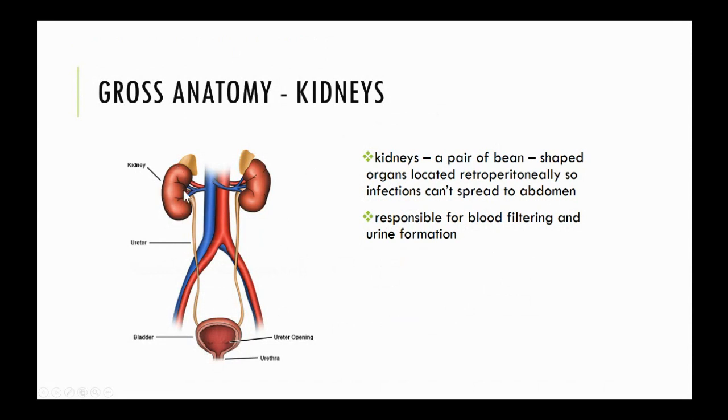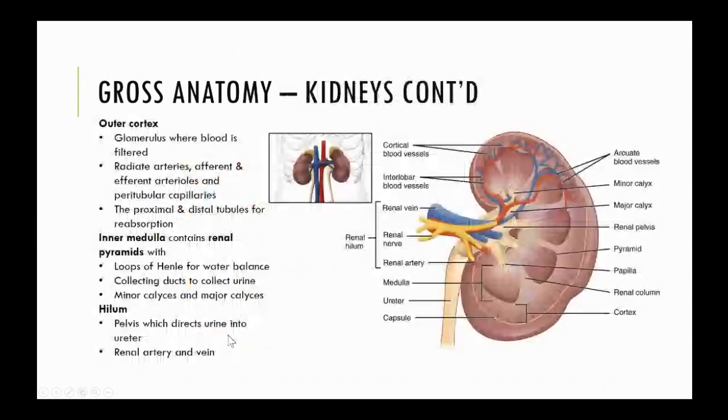So you can see there's the kidneys, and then the urine would travel down through the ureter to be stored in the urinary bladder, and then we would go down into the urethra to be excreted. Okay, so our kidneys have different layers. So the outer cortex along this is where we have what's called the glomerulus, and this is where our blood gets filtered. And then we have different types of arteries out here.